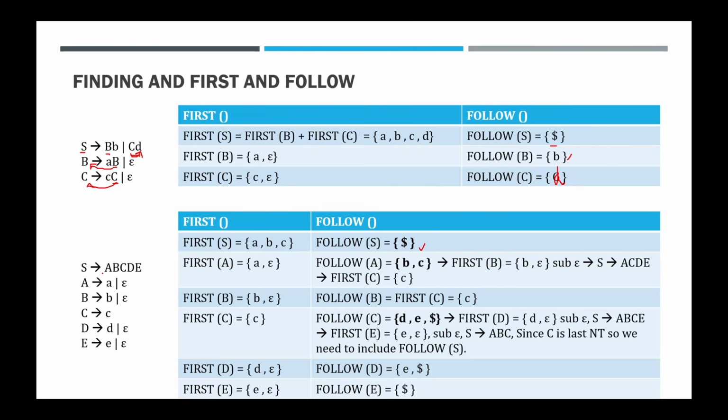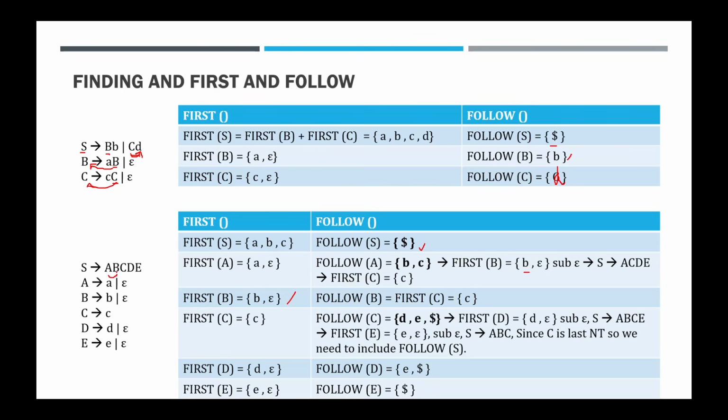Now we need to find the follow of A. Next non-terminal, follow of A. What is follow of A? It is B. B means what? If it is a non-terminal, we need to find the first of B. What is first of B here? B comma epsilon. Just include that B. Since epsilon is there, substitute that.